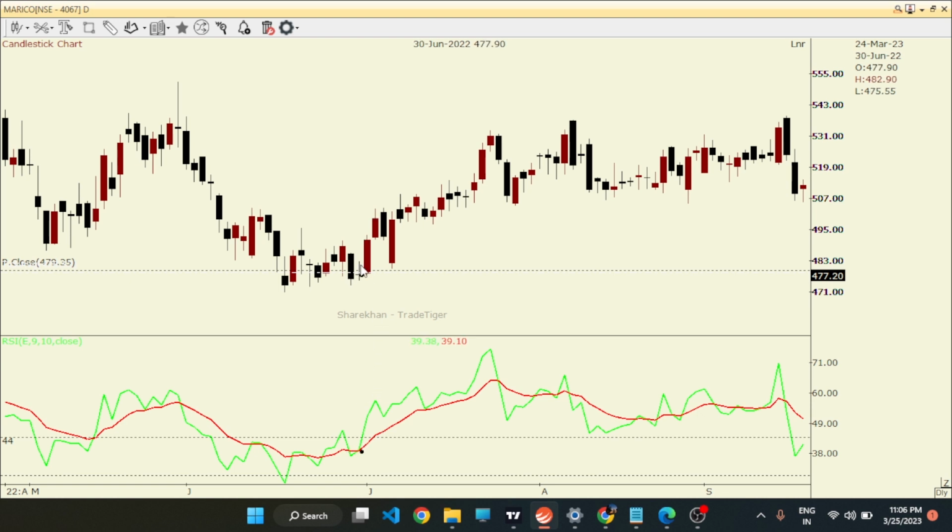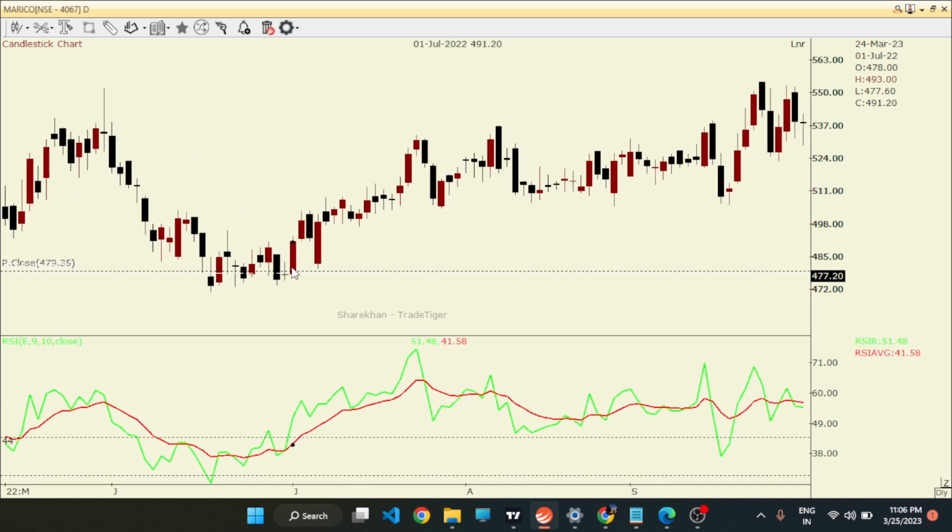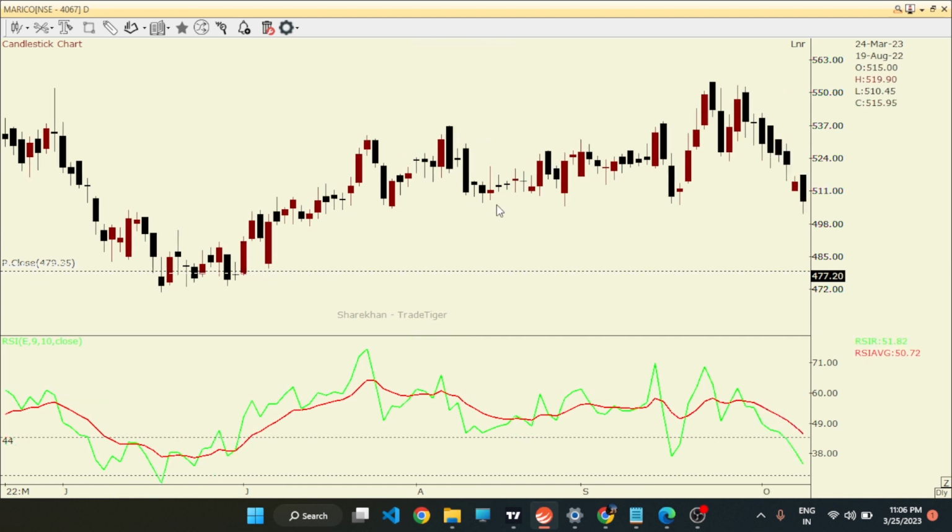Oh, this one is a big candle. So it performed well, but we will avoid that kind of candle. Our SL will be quite large. As you can see, 491 will be the closing and low is 477. That's almost a 13 points SL.